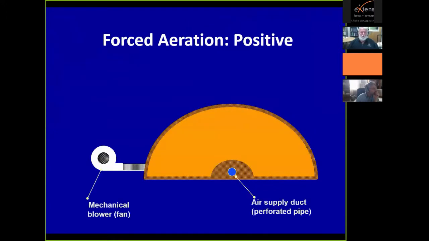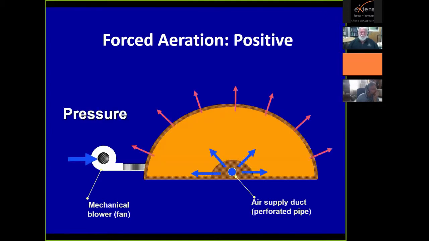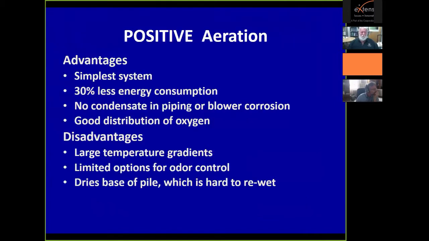So with positive air, we have a blower or a compressor at one end, and that compressor or blower introduces air through piping into the pile, and that air conveys upward through the pile and exits. So it takes the place of the natural breathing convection that we talked about earlier by forcing air into the pile. Positive aeration systems are very simple. They tend to use less energy than negative systems.